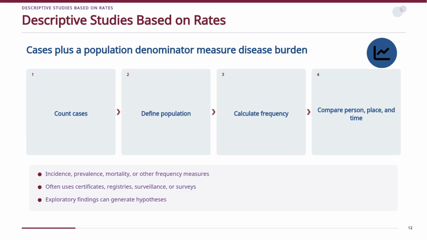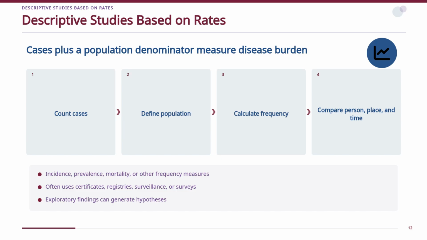A descriptive study based on rates combines cases with information about the population. First, researchers count the cases. Second, they define the population that produced those cases. This population provides the denominator.